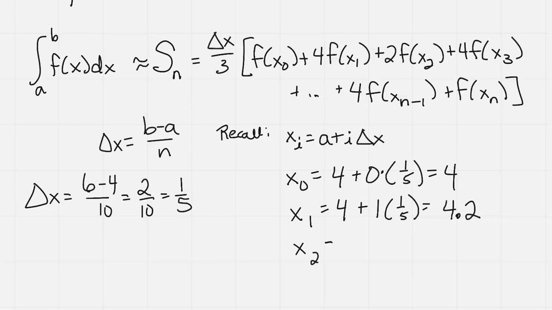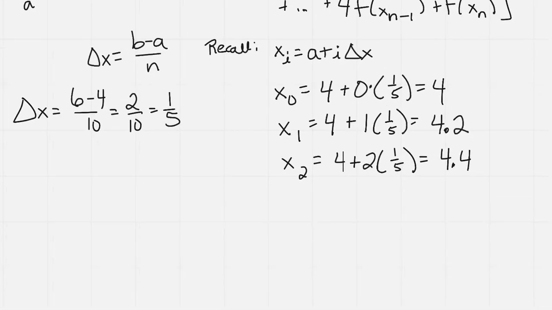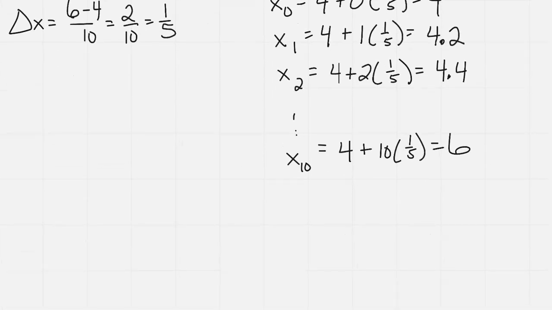x sub 2 is equal to 4 plus 2 times that 1/5. We're seeing this increase by 1/5, which makes sense, and so that's now 4.4. And if we go down to x sub 10, that would be equal to 4 plus 10 times 1/5, which is 4 plus 2, which is 6. Now let's put everything in our formula that we have.